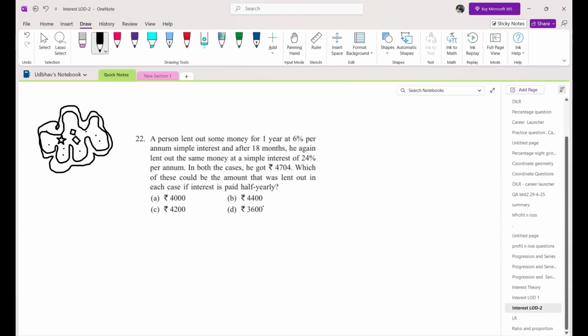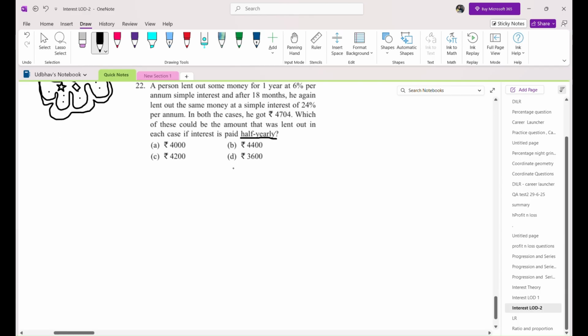What are the things to take account of? It is given half yearly. Two times he is lending out money. A person lent out some money for 1 year. For the first time, the time is 1 year, at 6% per annum simple interest, and let's say the amount is x.